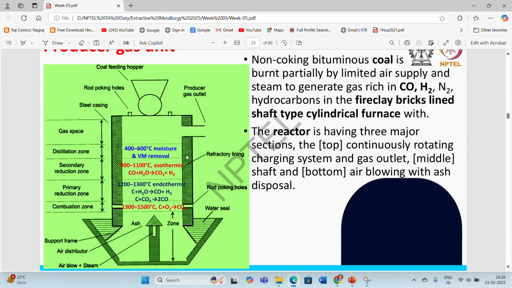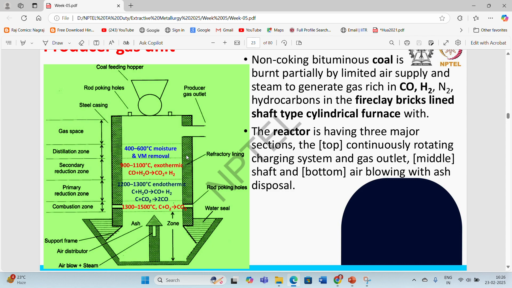A producer gas unit is basically defined as a furnace generally used for converting non-coking bituminous coal into gaseous content which can be reused as a fuel source, because we are trying to convert that bituminous coal into carbon monoxide and hydrogen gases, which have some calorific value and can be reused as a fuel source.